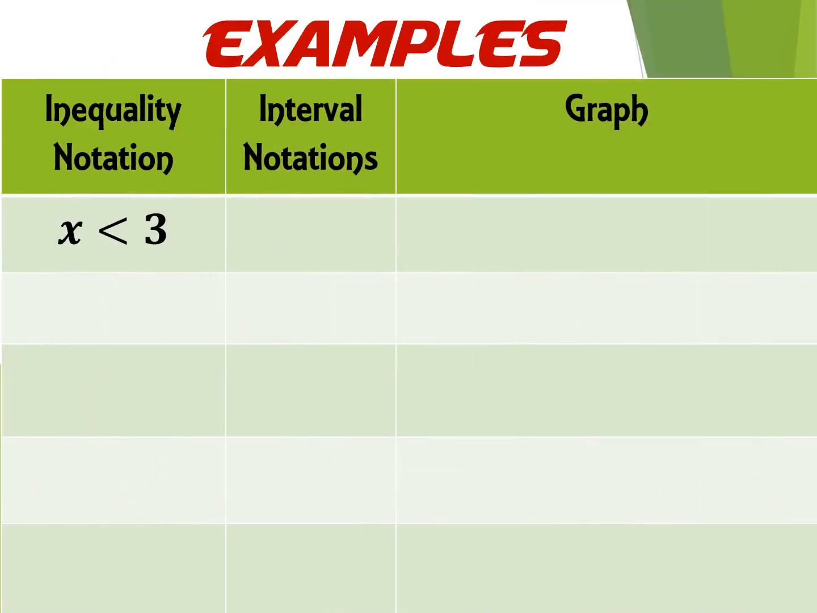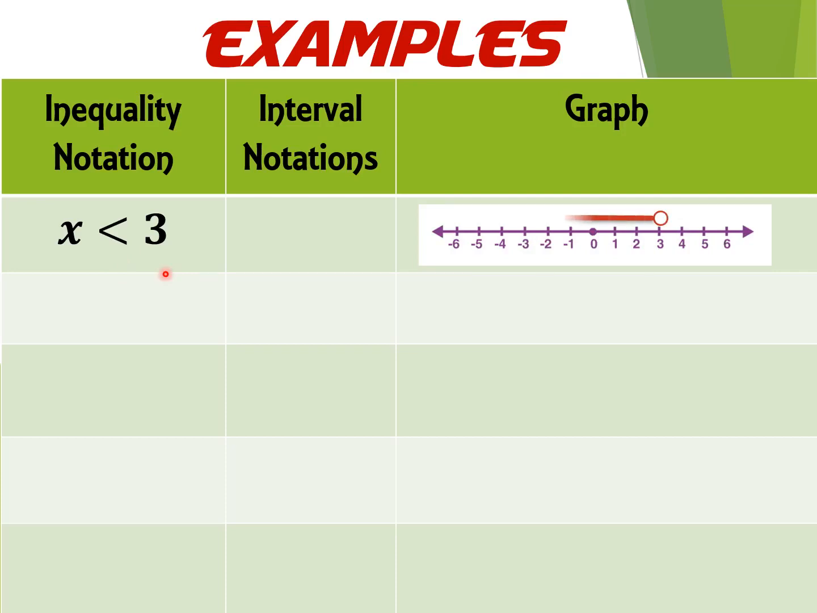Okay, so let's have some examples. Given x less than 3 for the inequality symbol. If we're going to list the elements for this one, the elements are 2, 1, 0, -1, and so on and so forth. So those are the elements for numbers less than 3. If we're going to plot it, since 3 is not included, we're going to have an open circle at 3, and the arrow will be pointing to the left. So this is the solution set for x less than 3.